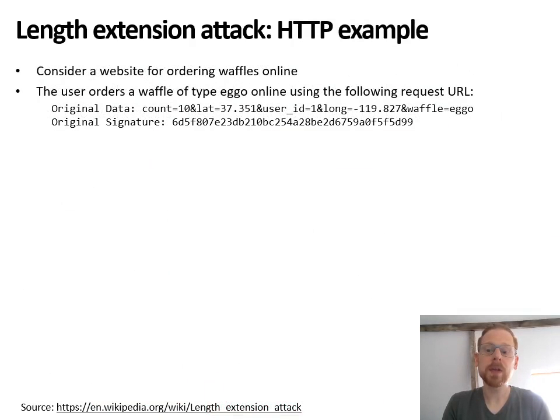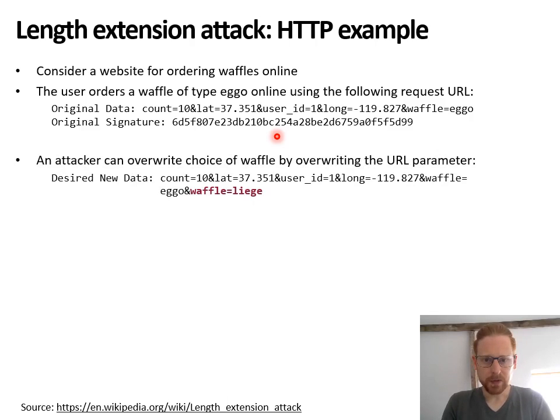You may wonder how an attacker could exploit such a length extension attack in real life. So let's take a look at an example of a website where you can order waffles online. The orders are submitted through URL requests. Here you see the information that is appended to the URL and used to submit an order. The type of waffle is encoded in the URL as a key value pair. This URL then has a signature attached to it, which is based on a hash value of the data in the URL.